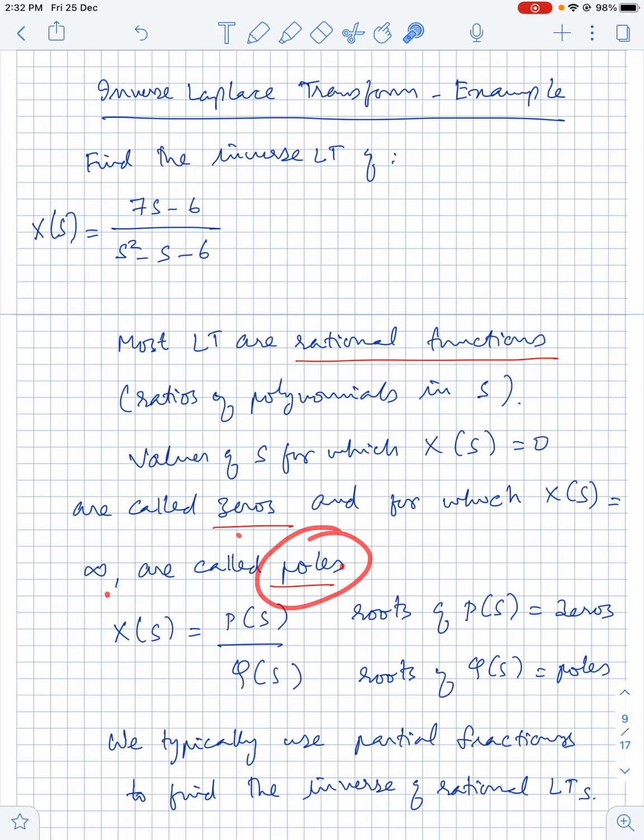So zeros and poles are values of s for a particular rational function where it becomes either 0 or infinite. Pole means it just blows up, because the denominator is going to be 0, so it becomes a very large value. That is the idea of the pole. So if you write your rational Laplace transform as P of s by Q of s, the roots of P of s are the zeros and the roots of Q of s are the poles.